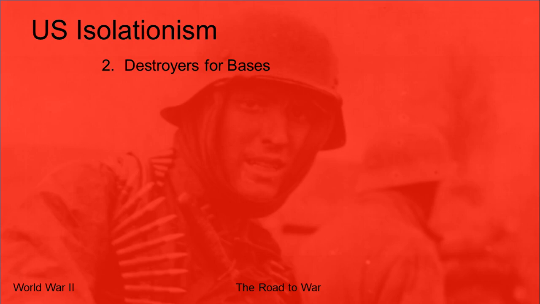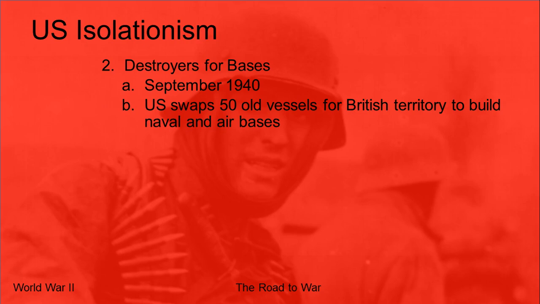Roosevelt will then engineer something called the Destroyers for Bases deal. In September of 1940, the U.S. and Britain will swap, will trade. We have 50 old warships lying around. The British will give us access to their naval and air bases in the Atlantic and the Pacific.